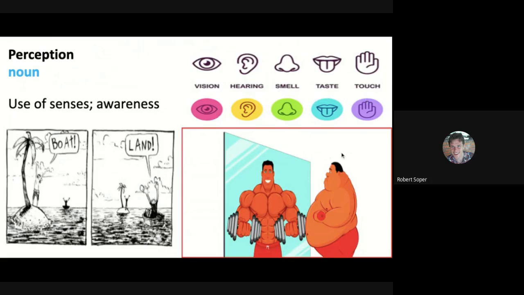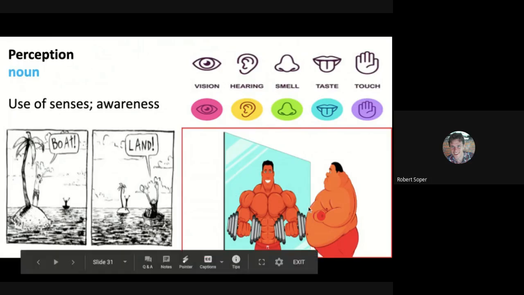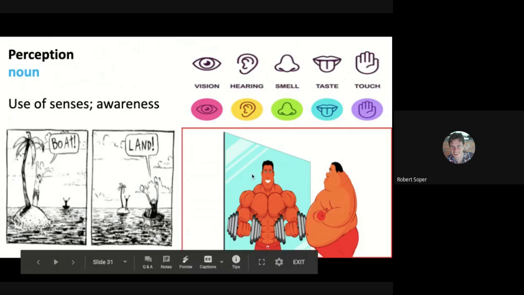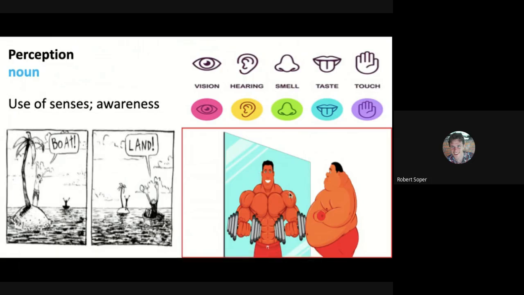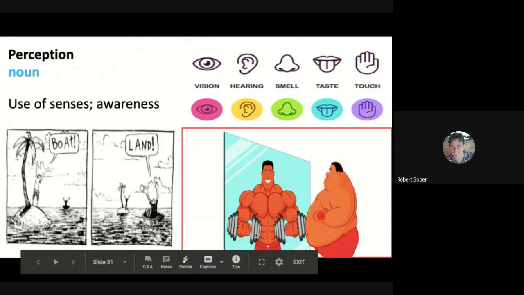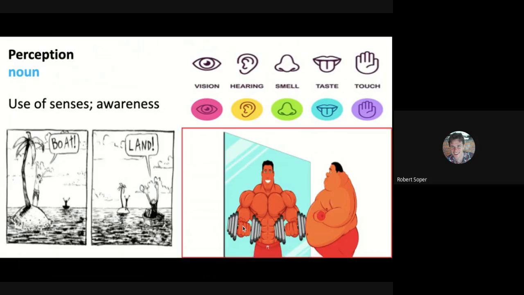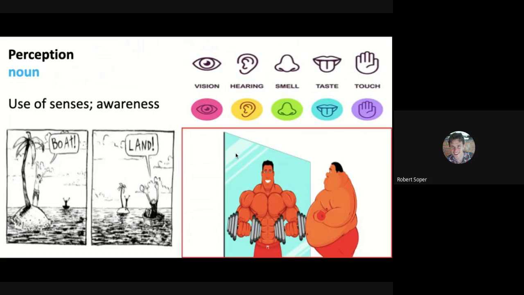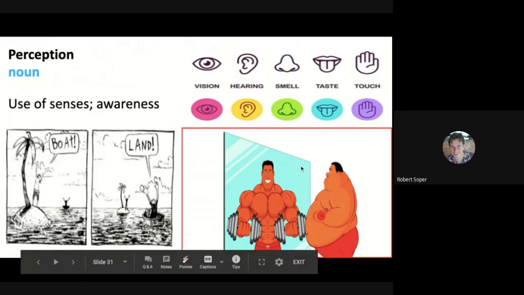Another example here of how perception might be used is this man maybe has a false perception. So he's looking here at the mirror and he's seeing something like this. So he is perceiving himself to be this very fit and bulky and kind of hunky man. And in reality, he looks something like this, which is very different to this image. Okay, so we can have kind of false perceptions.